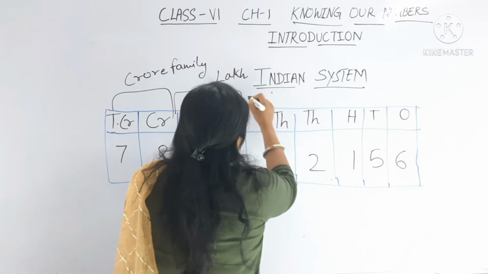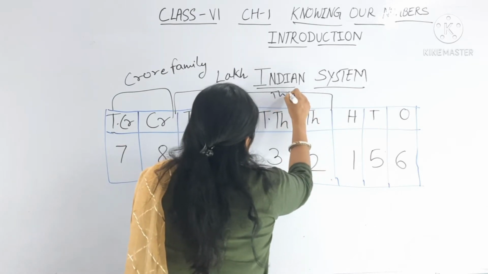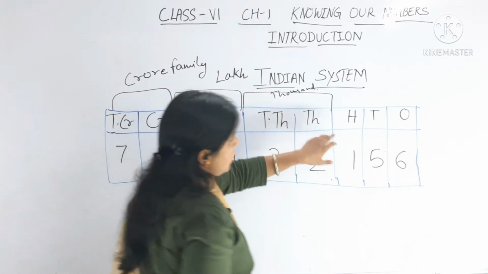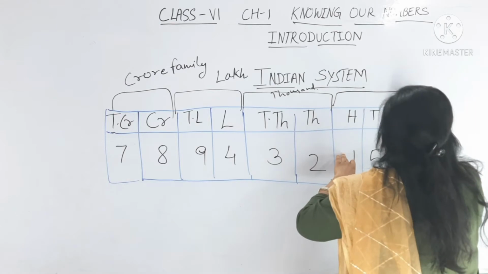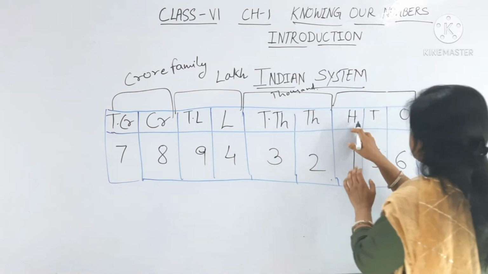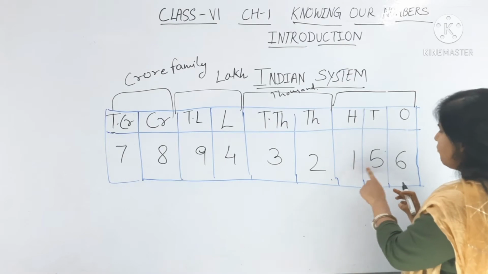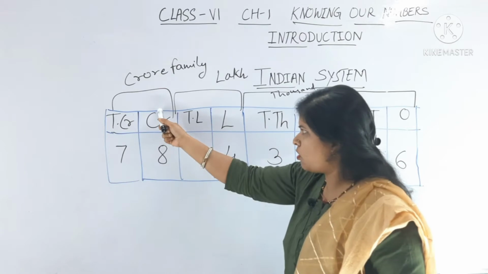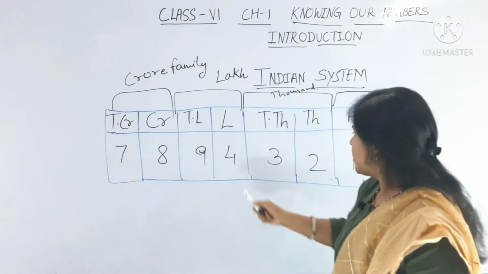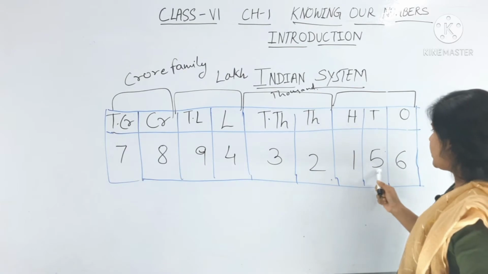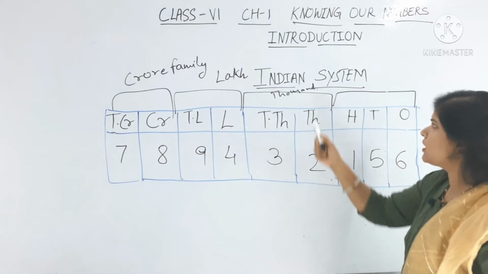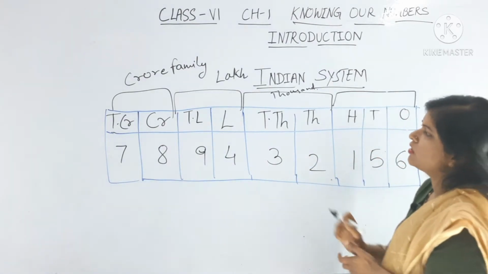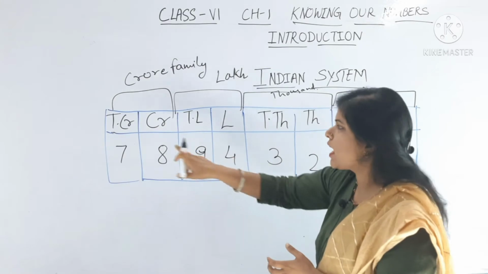This is the thousand family, so this one is 32,000, and then these three are in one family, that is hundreds, tens, ones. So you can read this as 156. So how do you read it? 78 crore, 94 lakhs, 32,156. This is an Indian system. How can you guess this is an Indian system? It will be in lakhs and crores.